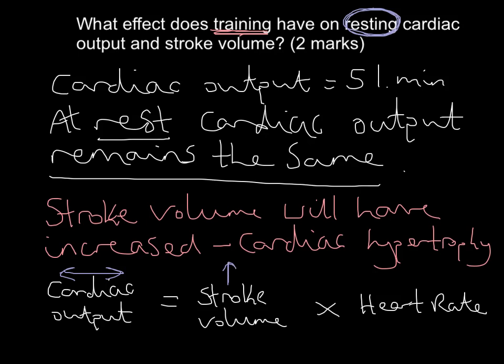Because your heart is now bigger and stronger than it's ever been before, you will have undergone cardiac hypertrophy. If your heart is now bigger and stronger, it can now pump out more blood per beat, which, if you remember, is what stroke volume is, the volume of blood you can pump out per beat. How do we know this has happened?